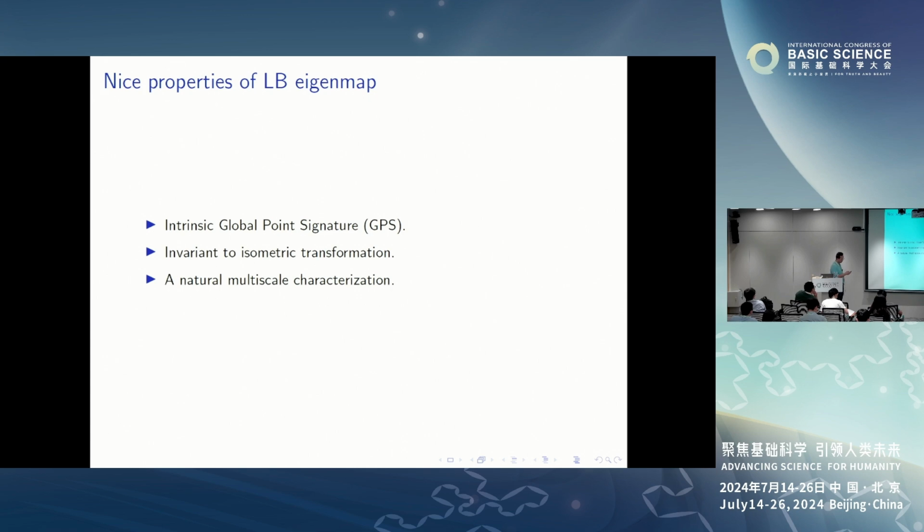So you find some quantities invariant under the transformation, which I don't want to depend on. That's really the good thing you have achieved so far. So it's an intrinsic global point signature. It's not a global positioning system, but it's similar to that. It's invariant to isometric transformation, and most importantly, it also has a multi-scale nature. Depending on where you stop, you see what scale of your shape you see.